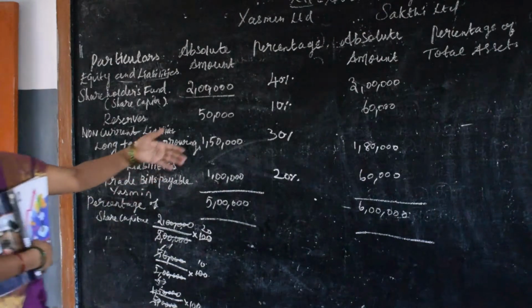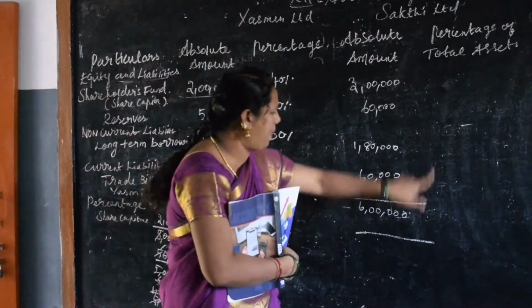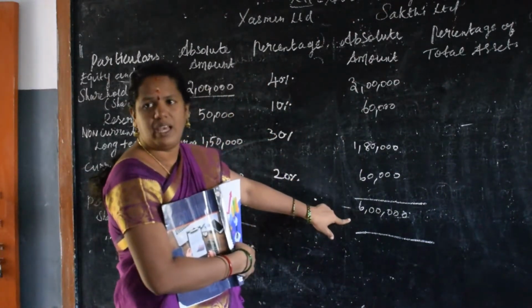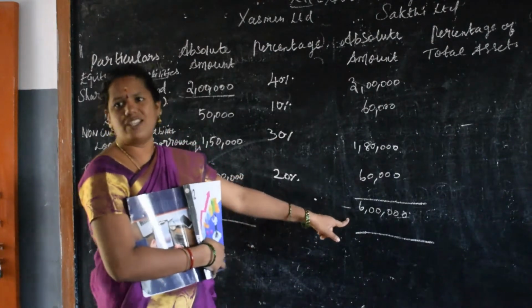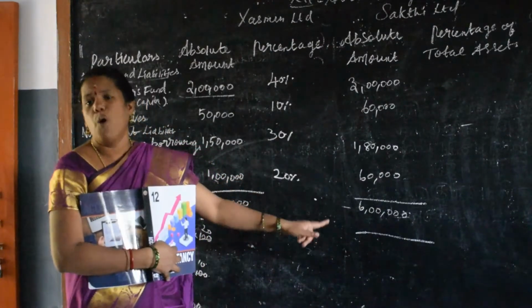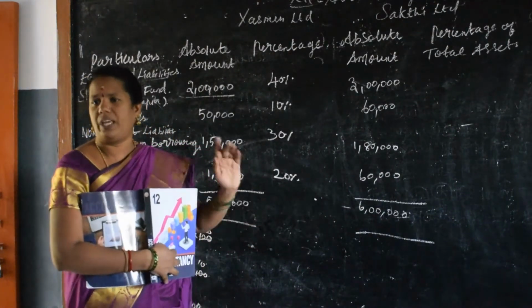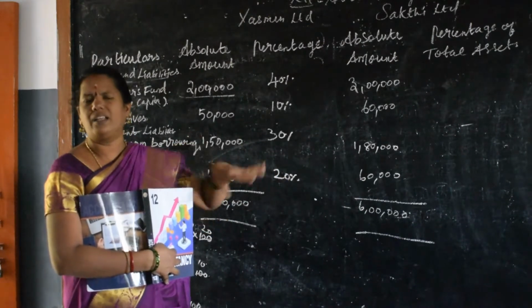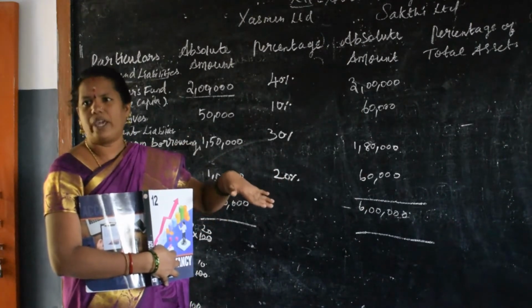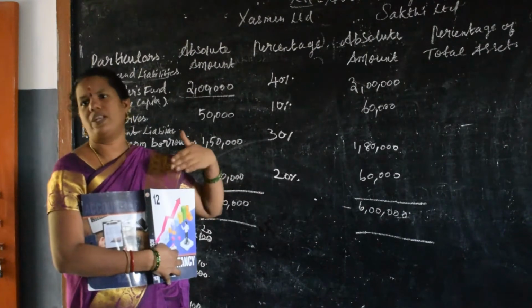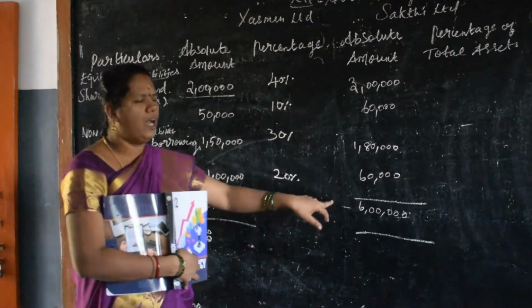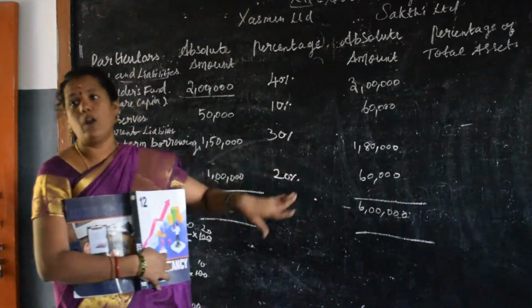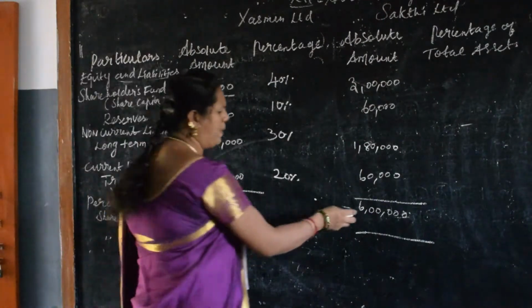So likewise you will find out. For this, the base value is 6 lakh. In this, the real challenge is finding out the common base, what will come in the denominator. The real challenge is here only, but other things, everything is the same. You have to give some concentration on the base values, or the denominator values. So in this the denominator is 6 lakh.